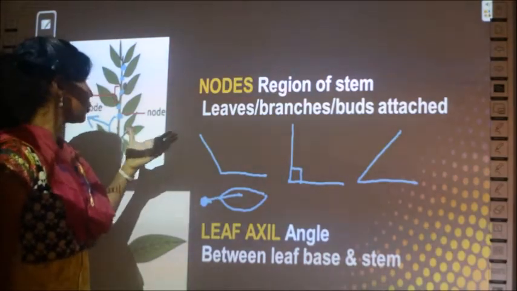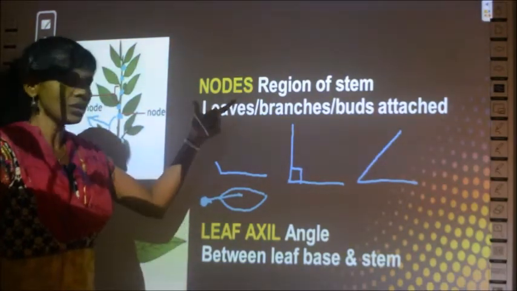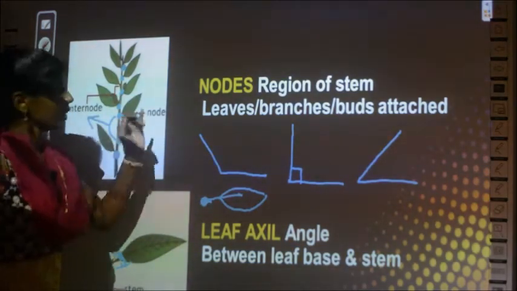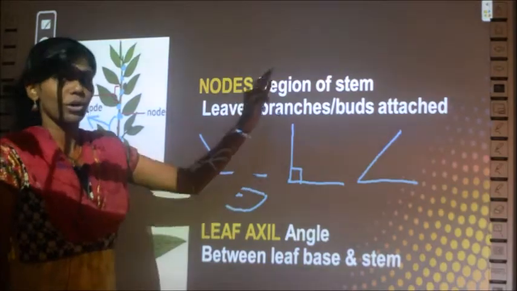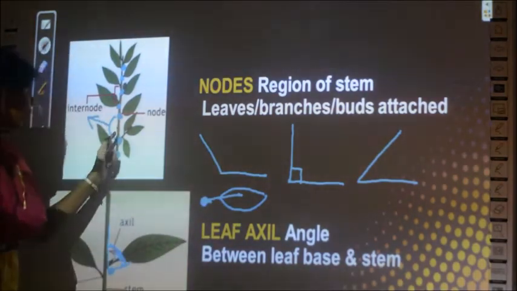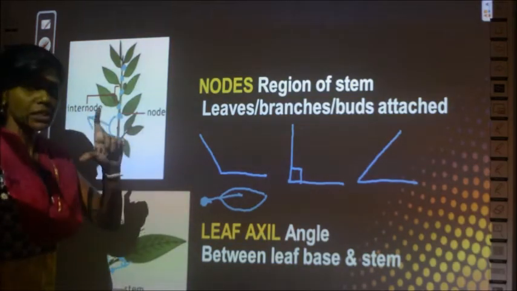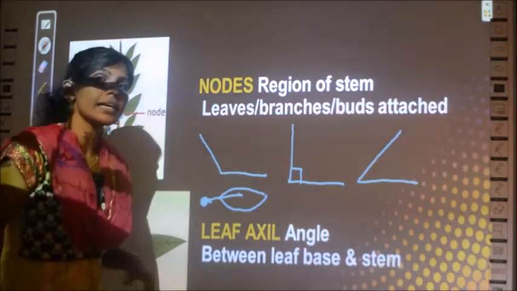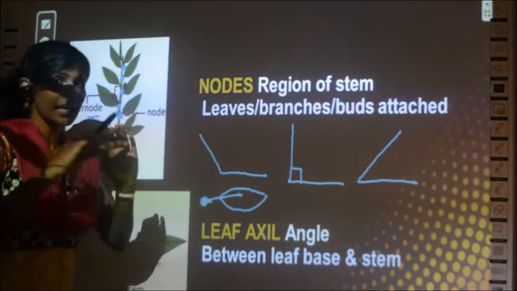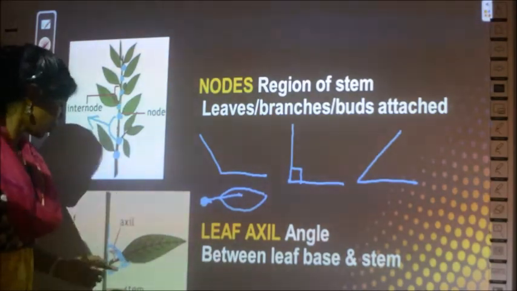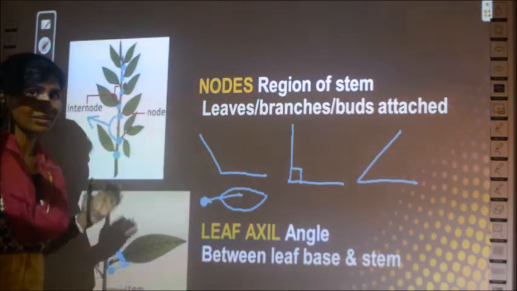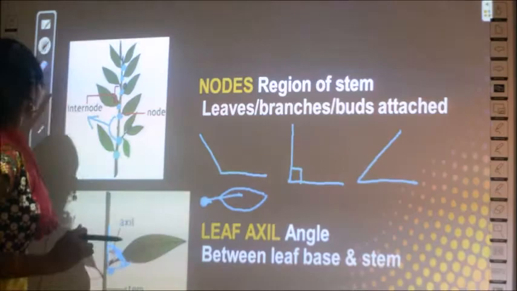So we have learnt about two terms. Nodes. What is a node? That region of the stem wherever a leaf or branch or a bud is attached to the stem, these are all called nodes, and the distance between two nodes is called internodes. Okay, and leaf axil is an angle between what and what? Between the base of the leaf and the stem. Okay, are you clear with these two terms now?